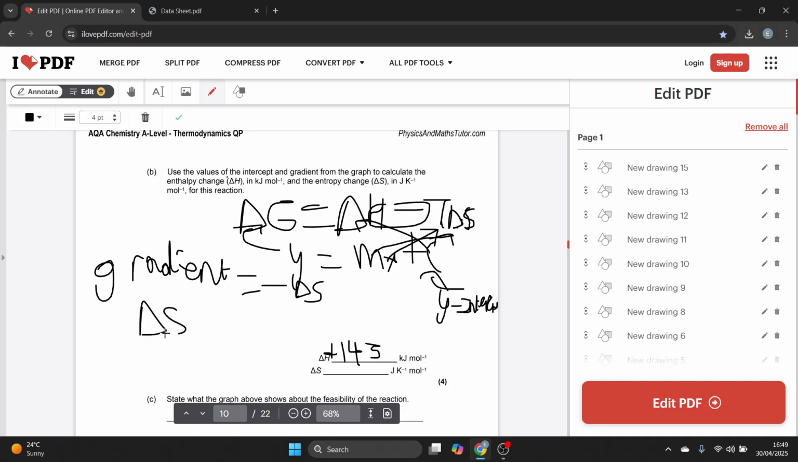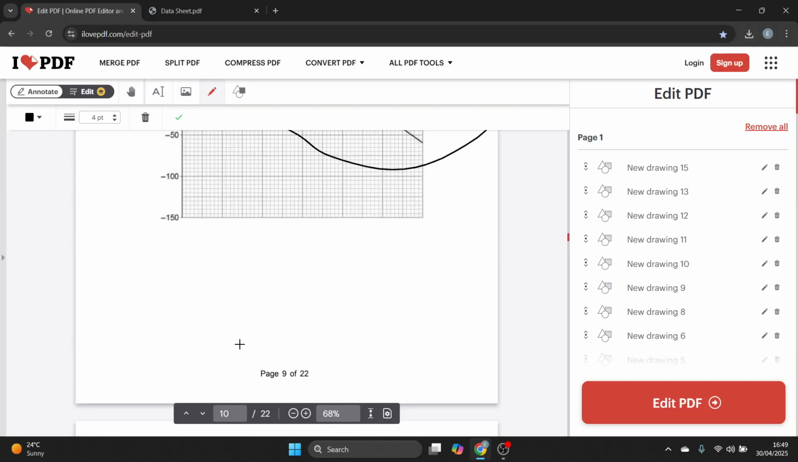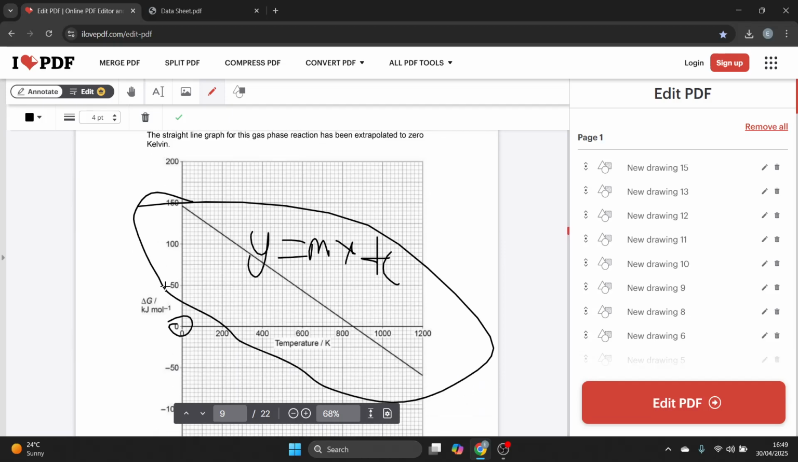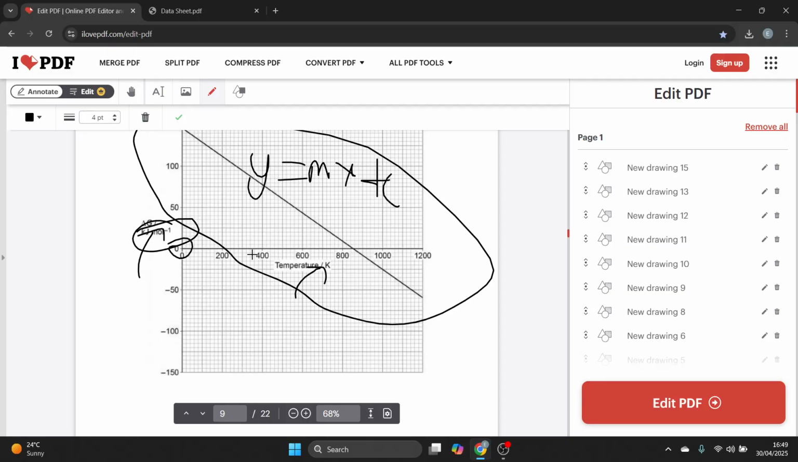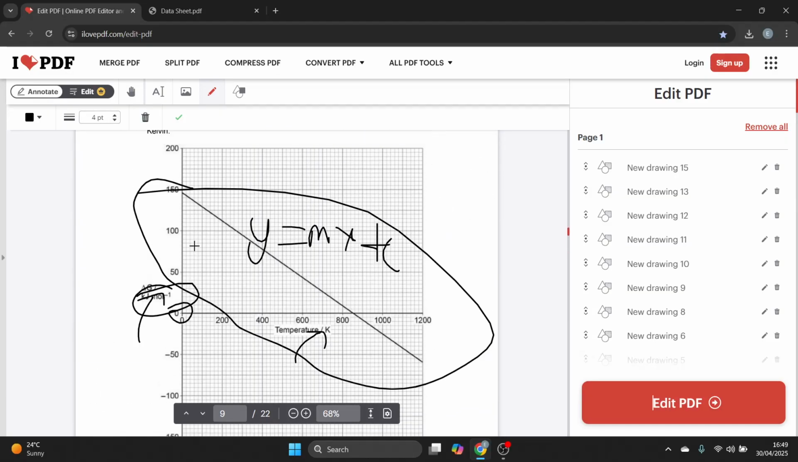Delta S equals 0.167. But if I read the question again, it wants my entropy change in joules K to the power minus 1 mole to the power minus 1. Look at that. This would give me it in kilojoules, because that's in Kelvin, which is the correct unit. That's in kilojoules. So that will give me delta S. So I'm going to write that down here.